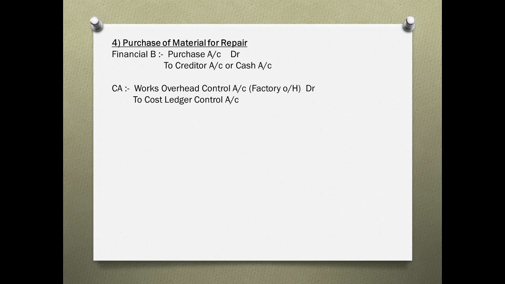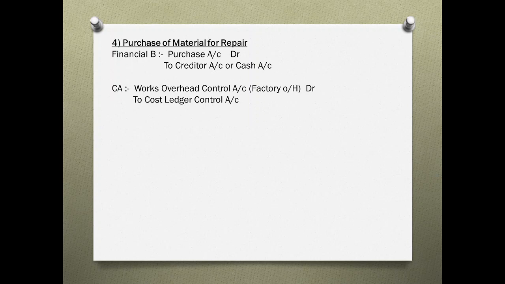Whether it is material purchase for repair, or material purchase for the specified job, there will be no difference in the financial book. Financial book का entry same है, purchase किया है, purchase account debit to cash or to creditor account. But under cost book it is really very specific. आपने किस लिए परचेज किया है मटेरियल? रिपेयर के लिए. रिपेयर कहाँ होता है? फैक्ट्री. So it would be factory overhead control account, and we call it as wages, sorry, work overhead control account.